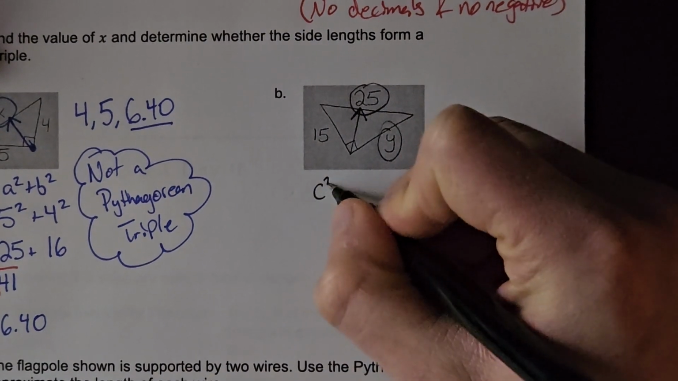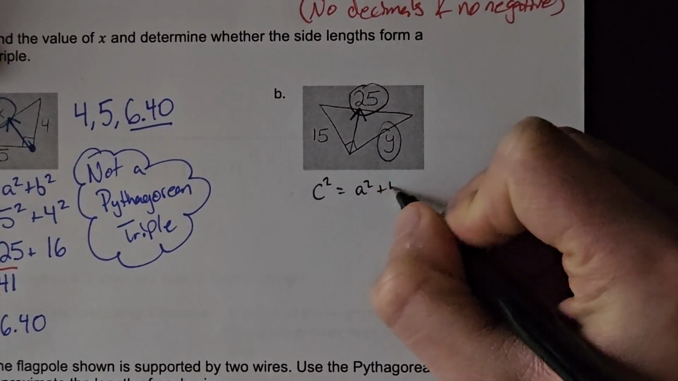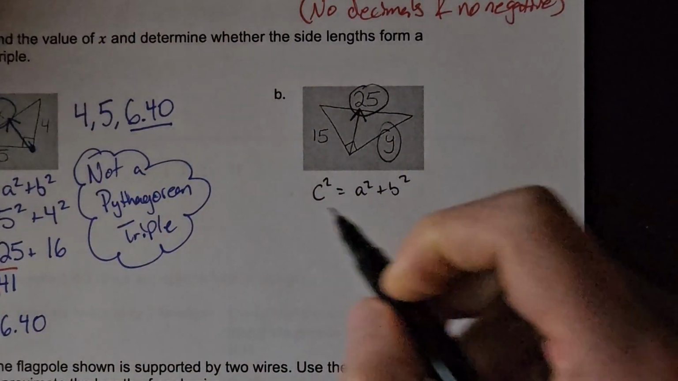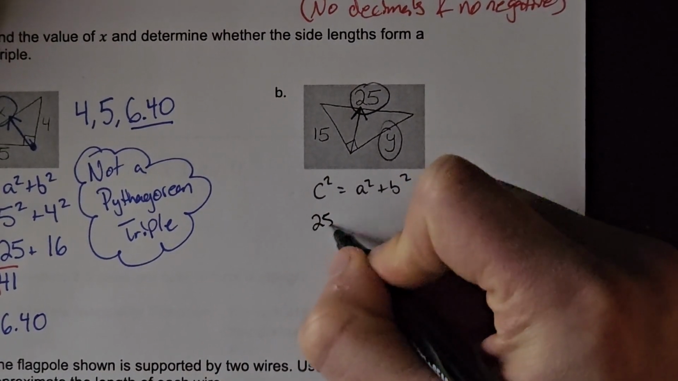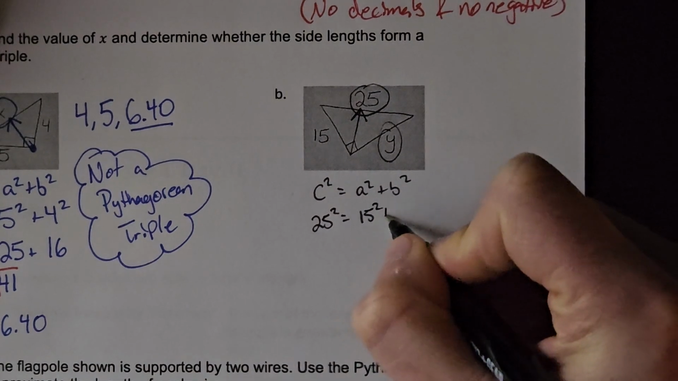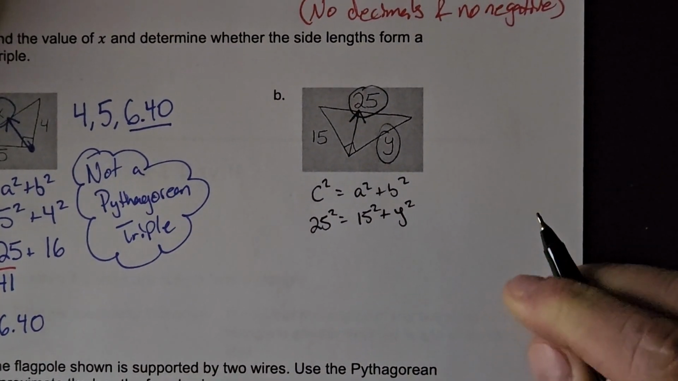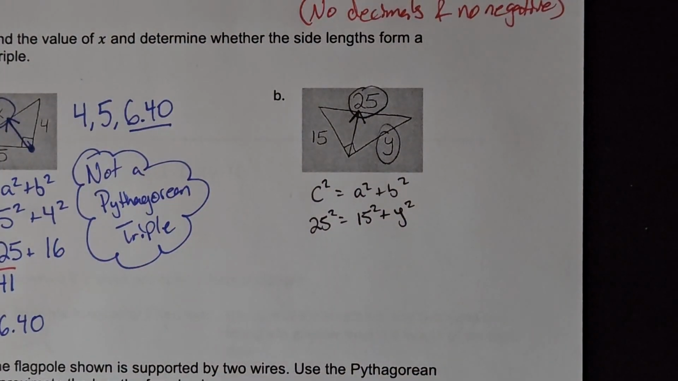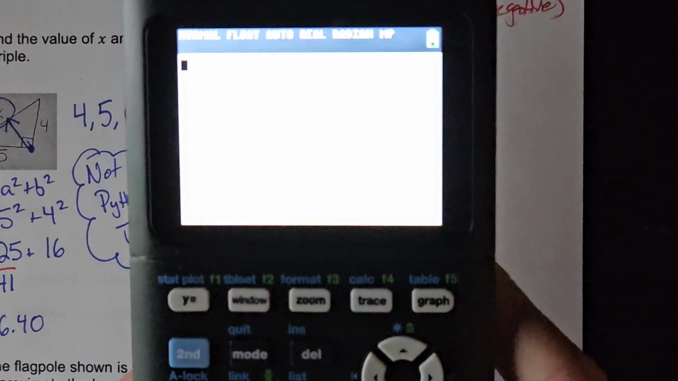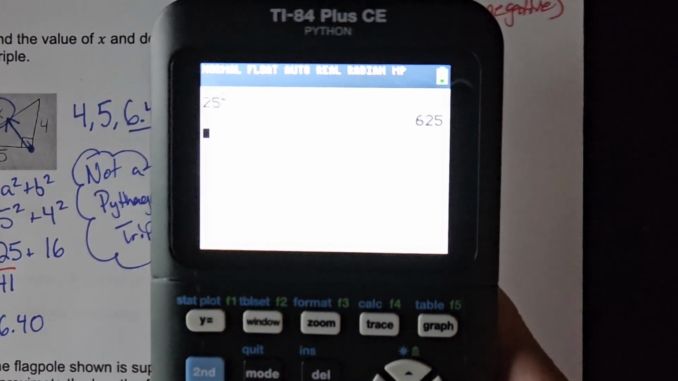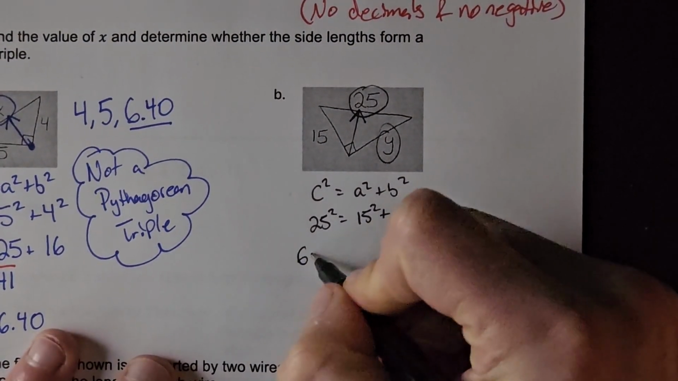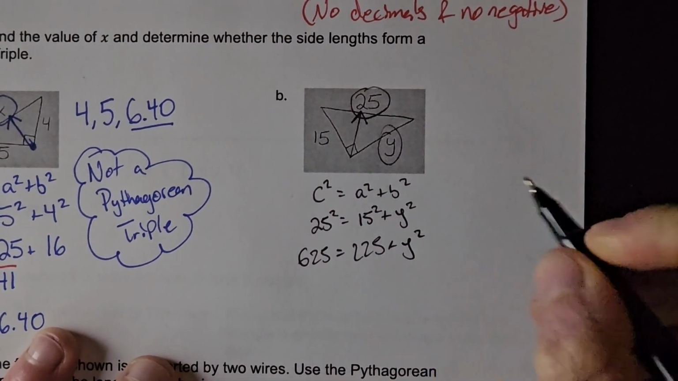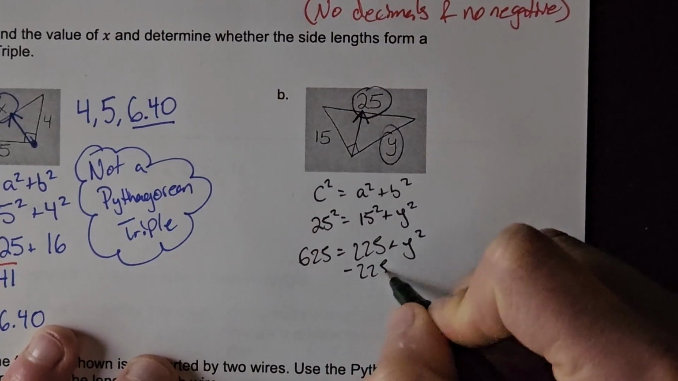So when I set up my c squared is equal to a squared plus b squared, that means I'm going to have 25 squared is equal to 15 squared plus y squared. I'm going to square it. Turn on the calculator. 25 squared is 625. That'll be equal to 15 squared, which is 225, plus y squared. I can subtract 225 on both sides.